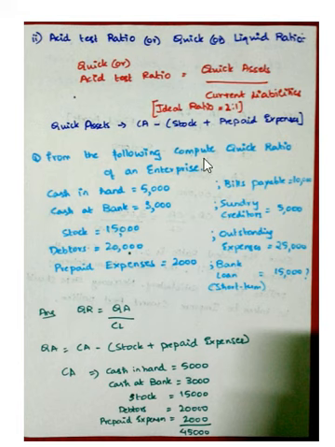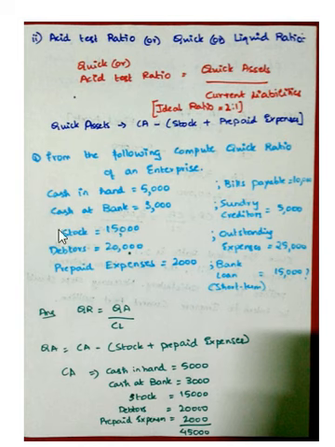So from the following, compute the quick ratio of an enterprise: cash in hand, cash at bank, stock, debtors, prepaid expenses, bills payable, sundry creditors, outstanding expenses, and bank loan, which is short term, they have given. So your formula to calculate is: quick ratio is equal to quick assets divided by current liabilities. In order to calculate your quick assets, we need to calculate current assets minus stock plus prepaid expenses.